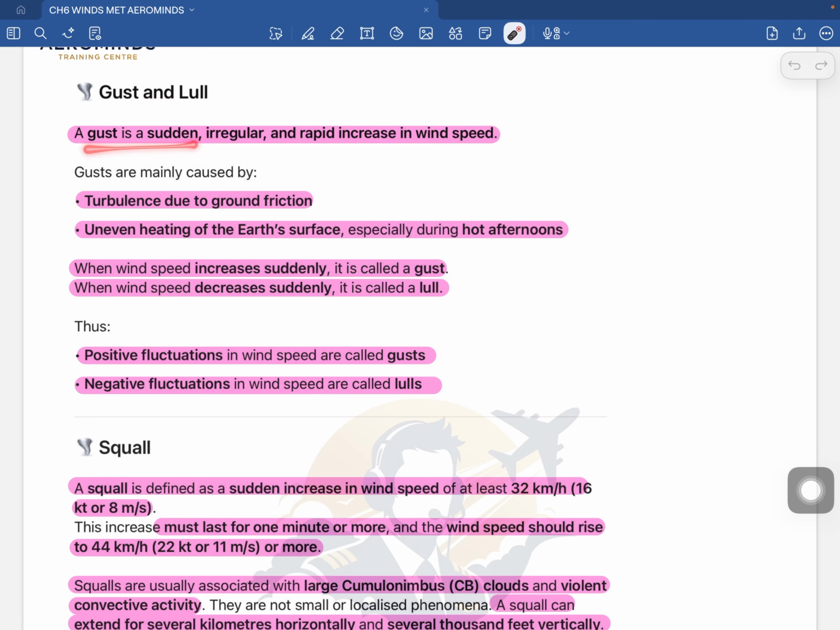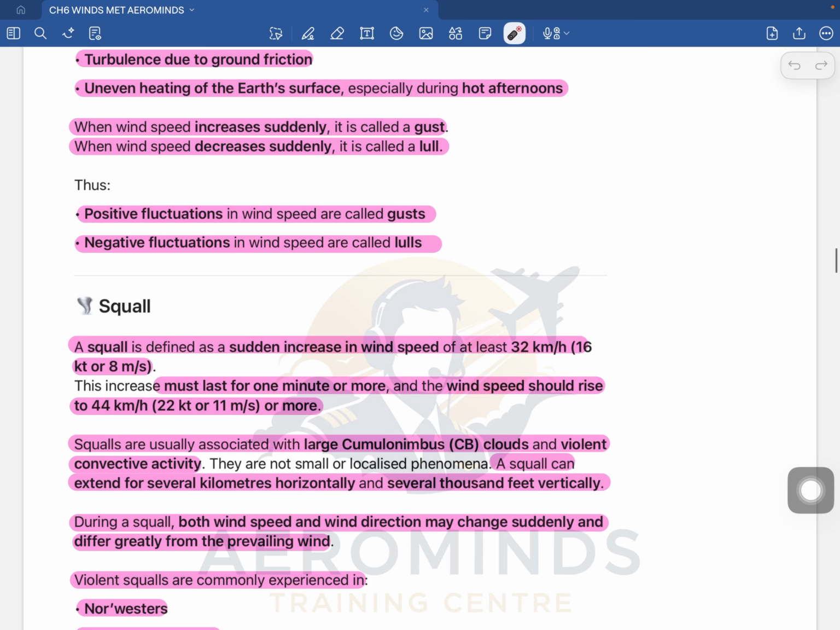Then comes gust and lull. A gust is a sudden, irregular, rapid increase in wind speed, occurring due to turbulence, which is due to ground friction and uneven heating of the Earth's surface, commonly during hot afternoons. When the wind speed increases suddenly, it is called a gust, and when it decreases suddenly, it is called a lull. Positive fluctuations are called gusts, and negative fluctuations are called lulls.